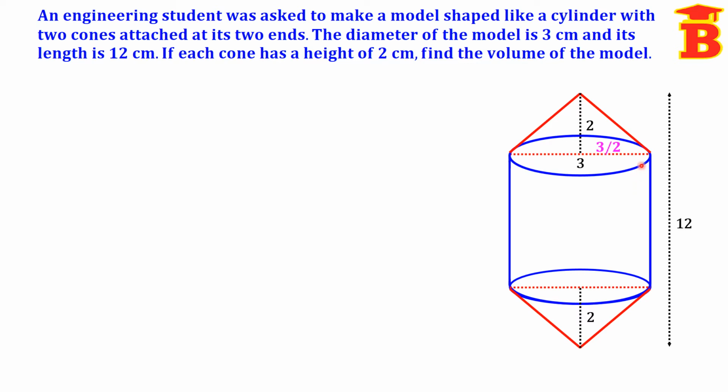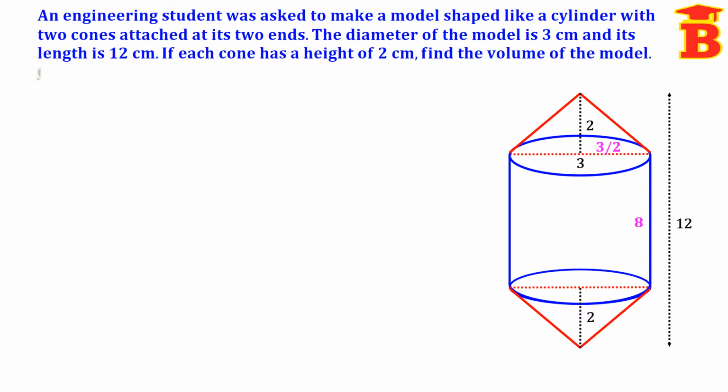Now the height of this cylinder, that is this blue color height, is total height minus 2 minus 2. So we have to subtract 2 twice because we have two cones. So 12 minus 2 minus 2, that is 12 minus 4, which is equal to 8. So 8 is the height of the cylinder.